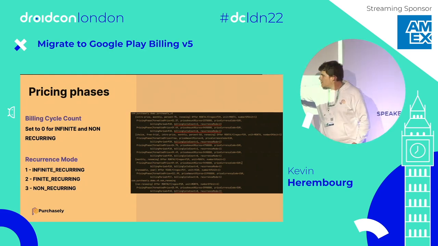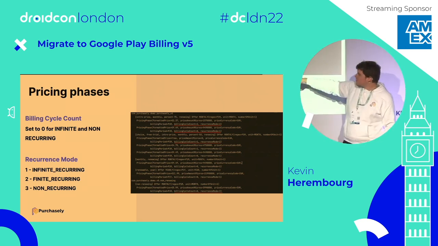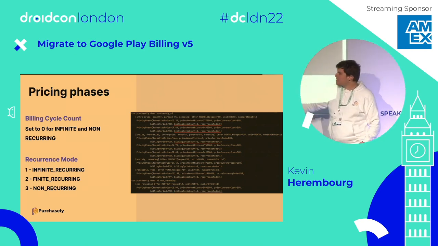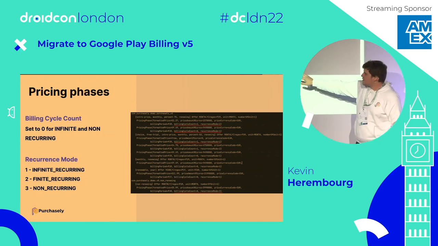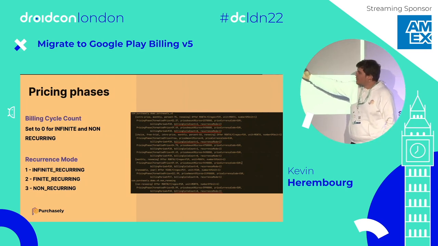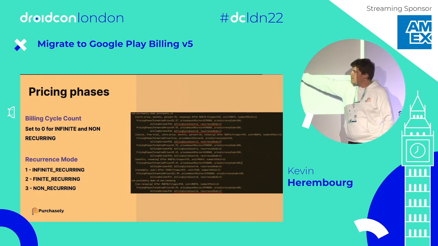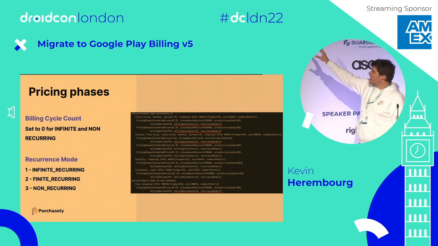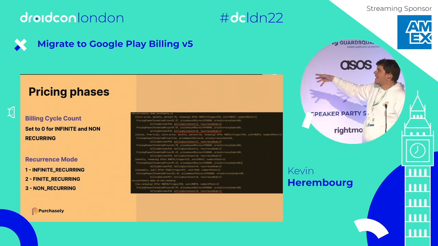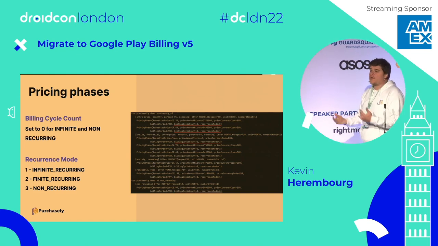So I can see that the billing cycle count is 0 and the recurrence mode is 3, which means that it's a non-recurring subscription. And I've said it here, it's a non-renewing subscription. So this one does not have any proper offer. It's just a regular price for my monthly prepaid plan. So here, with the tags and knowing this recurrence mode, I can select which offer I want to provide to my user.